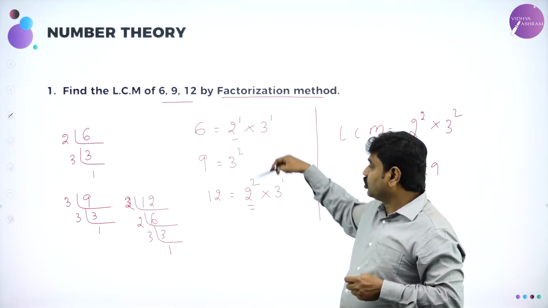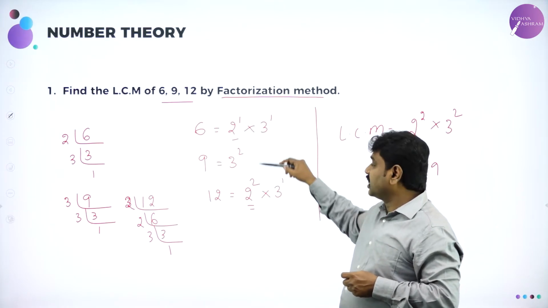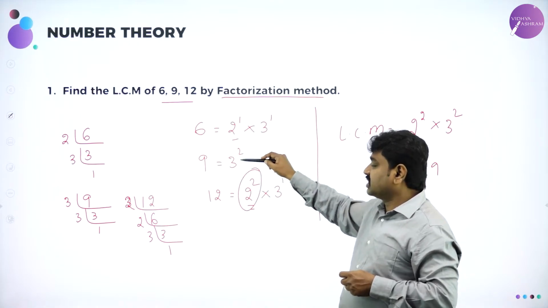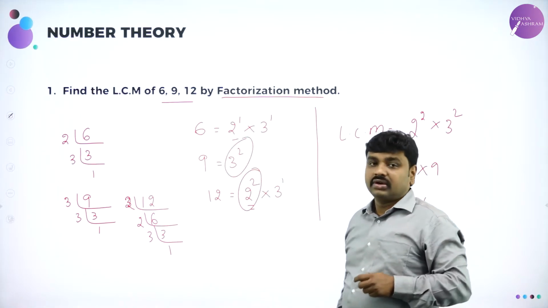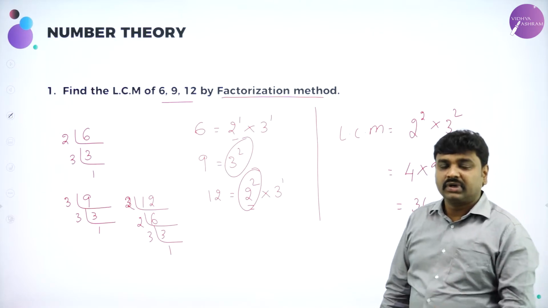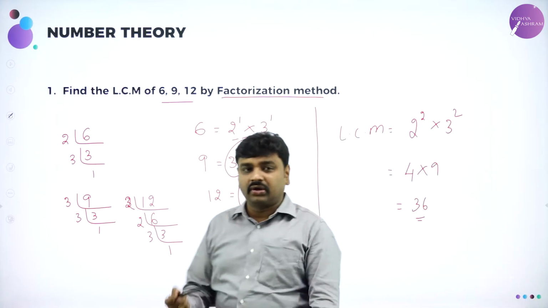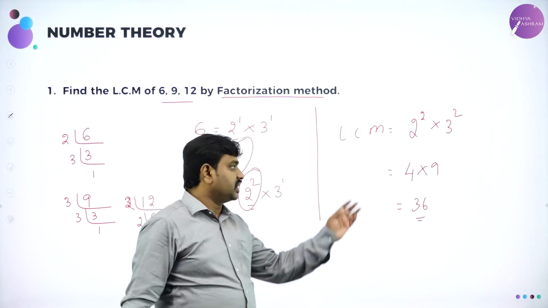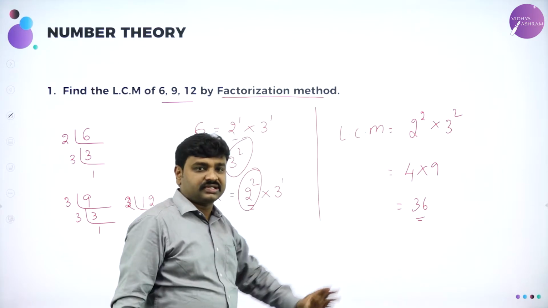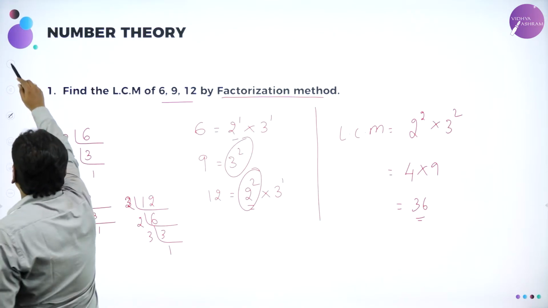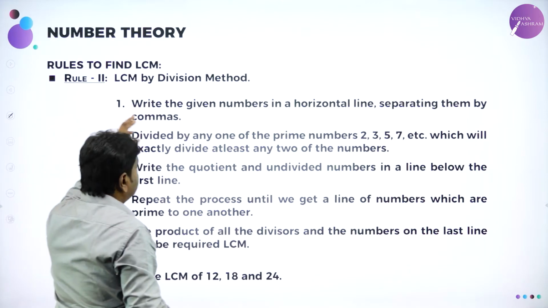So 2 power 1, 2 power 2: 2 occurs 2 times and the highest is 2 square. 3 occurs 3 times but the highest is 3 square. You have to select the highest. I hope all of you understood. So select all the different factors with the highest powers and club them or multiply them, you will get the answer. Next we have another method.